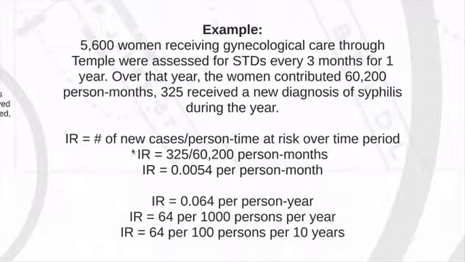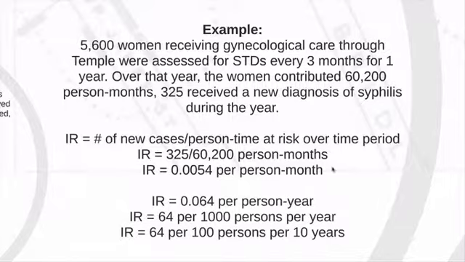All right, so let's go on to our formula. So our numerator for incidence rate is the same as it was for cumulative incidence, the number of new cases. And again, we still have 325 new cases. Our denominator is what changes. So here, instead of our population at risk at the beginning of the observation period, we're going to have our denominator be the person time at risk over the time period. So how much person time did these 5,600 women contribute over 1 year? So we're plugging in our 60,200. Then we can simply do division, and we end up with an incidence rate of 0.0054 per person month.